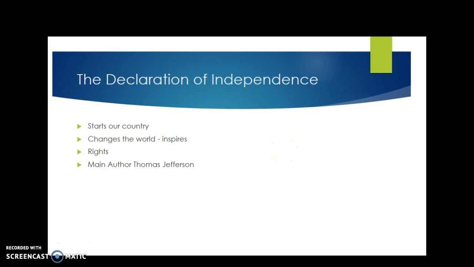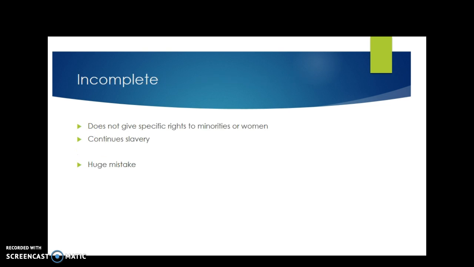The main author was Thomas Jefferson, who rose to the occasion when he was selected to the committee to write the Declaration of Independence. However, as great as the Declaration of Independence is, it is incomplete.